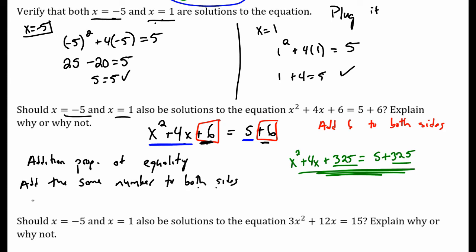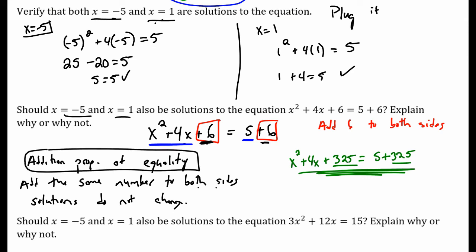And I don't change the solutions. The solutions do not change. So I can add the same number to both sides and the solutions do not change, which is awesome because when we solve equations, which you've already done before, you've used the addition property of equality before, you just never called it the addition property of equality.